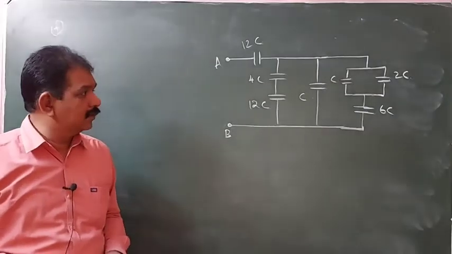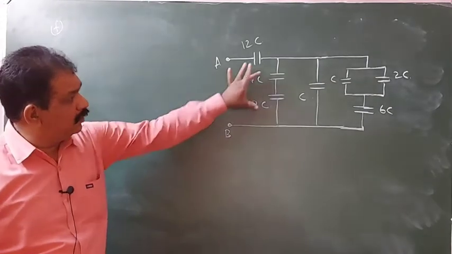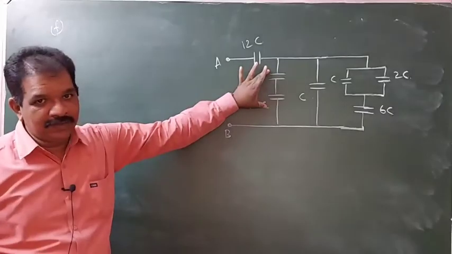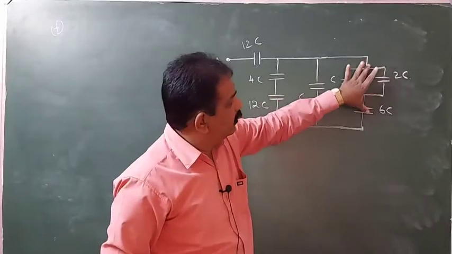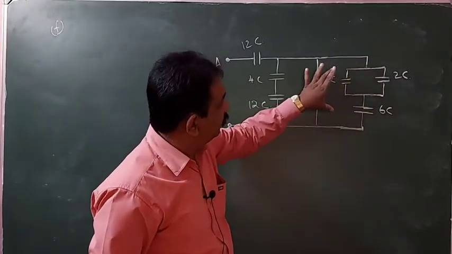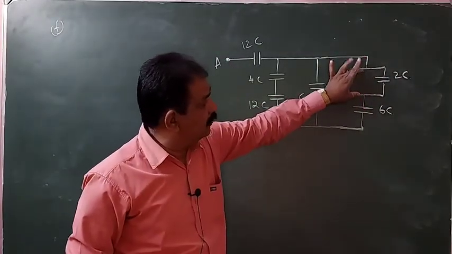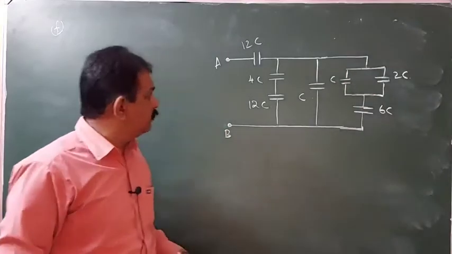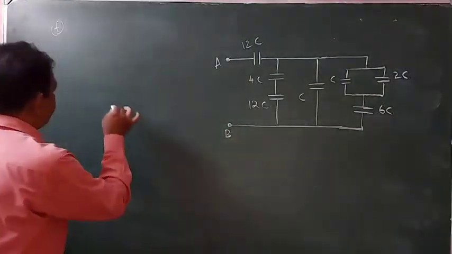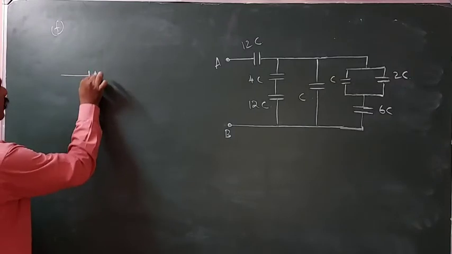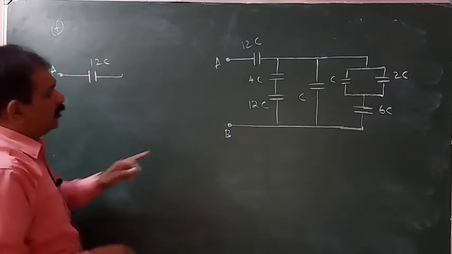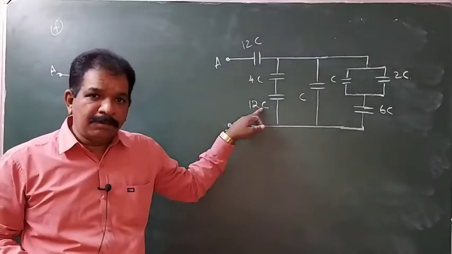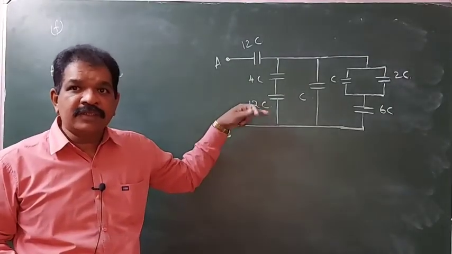That is the question. You observe here, these two will be in series. These two will be in parallel. This effective will be, these two effective will be in series with this. Simple circuit only I am drawing here. This is 12C. 4C, 12C in series. What is the effective?